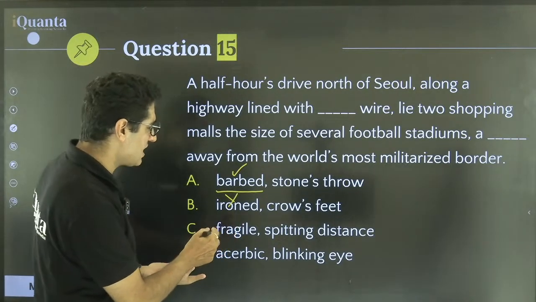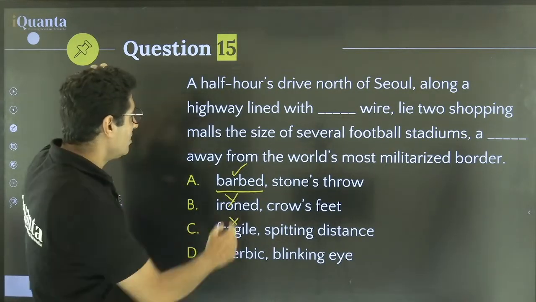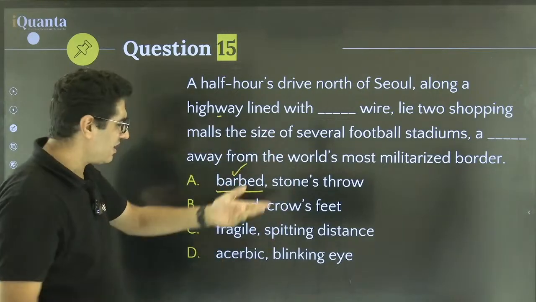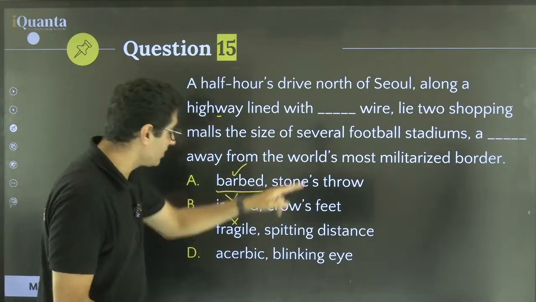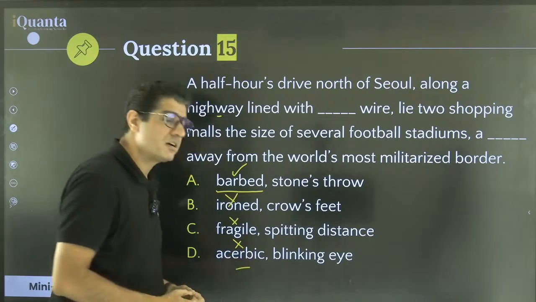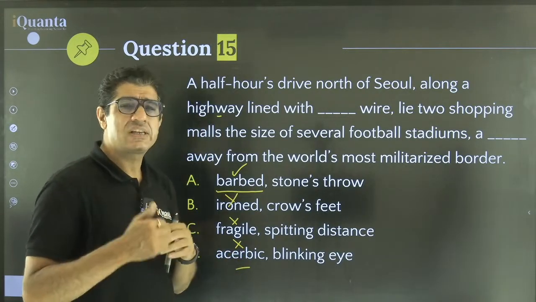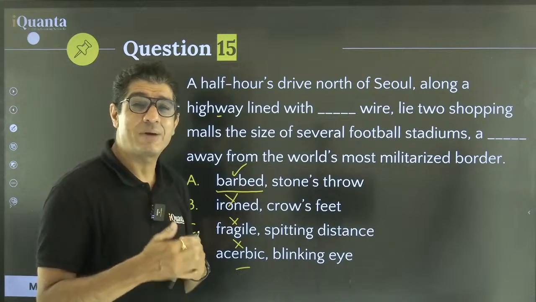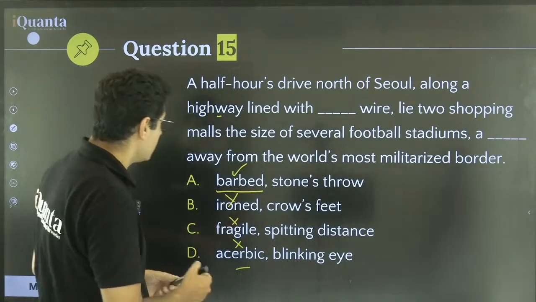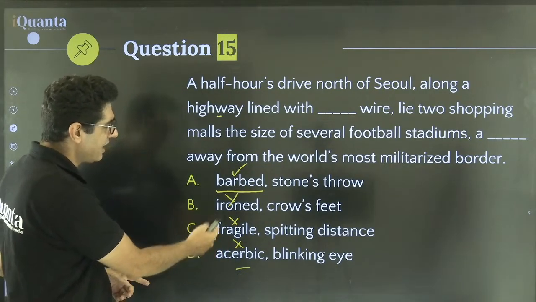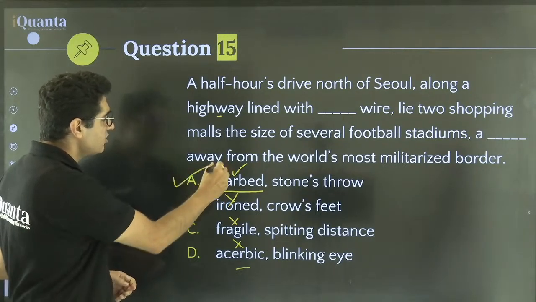So doesn't make sense. A highway lined with fragile wire contextually won't make any sense, and wire cannot be acerbic. Acerbic is something where you say hurtful things, say disparaging or derogatory things. So you notice if I go by just the first blank, barbed is the only word that fits in. So A has to be the answer.